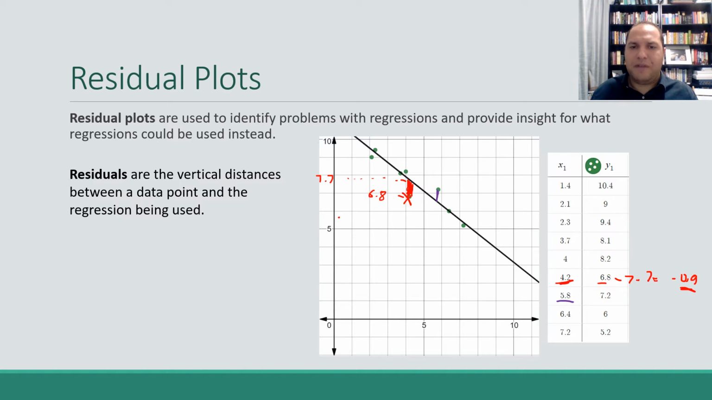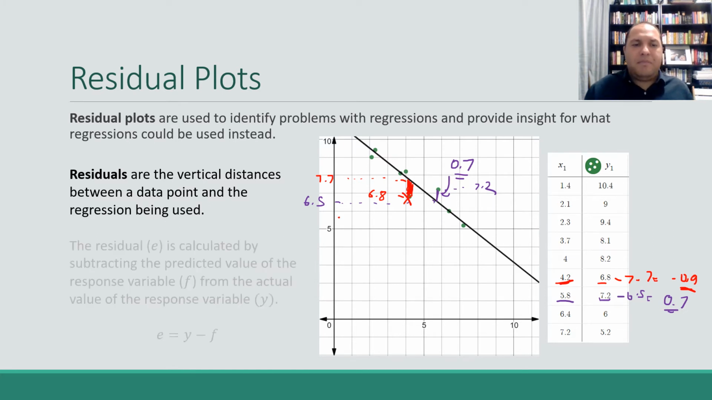The value up here at 5.8 has a height of 7.2 according to our data. Reading off the graph, the prediction looks like it's about 6.5. So if we subtract 6.5 from 7.2, we get 0.7 as our residual here. And that answer is positive because our data point is now above our line of best fit.